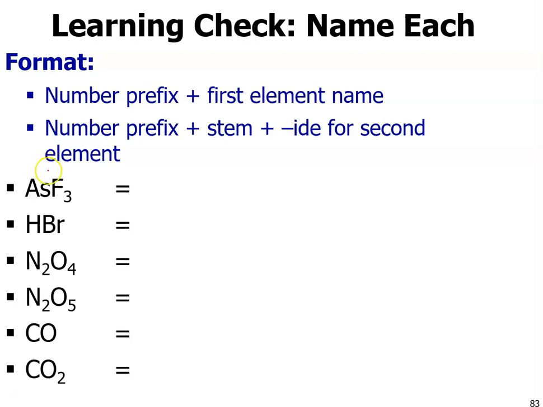So this first one, AS, is arsenic. There's only one of these, so I don't need to put a prefix in there. It's just arsenic. And then we have the fluorine here, but I'm going to drop the ine part and add an IDE ending, fluoride. So arsenic trifluoride. That's the answer for that one. Arsenic trifluoride. So I'm going to let you guys do the rest of these. Just keep track of the names and follow the rules, and then you should have no problems.